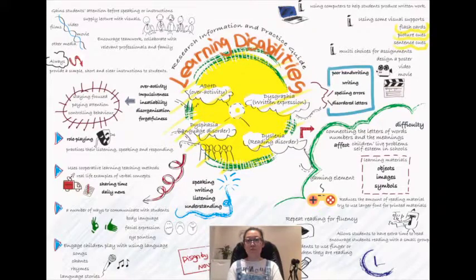Now we move on to dyslexia, which is also known as reading disorder. It is a learning disorder that affects reading fluency and accuracy. Students with a reading disorder find it difficult to connect the letters of words, numbers, and the meanings. So teachers could represent the learning material using images, objects, and symbols.